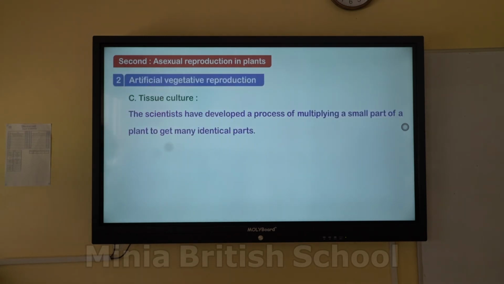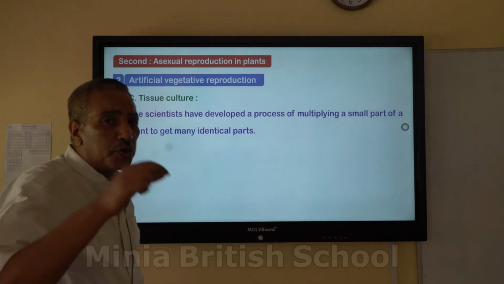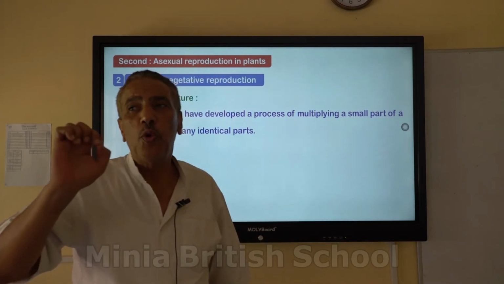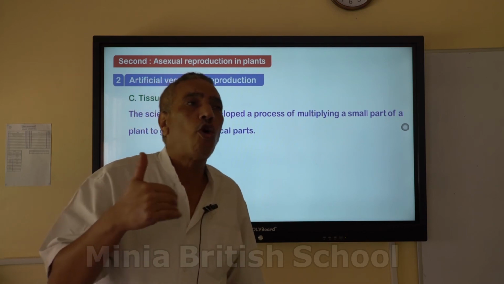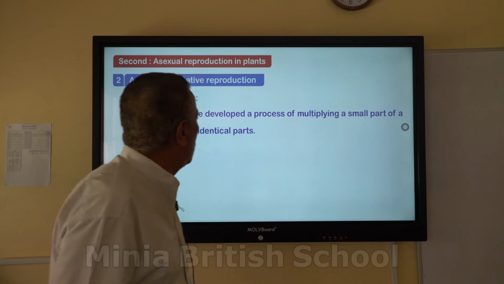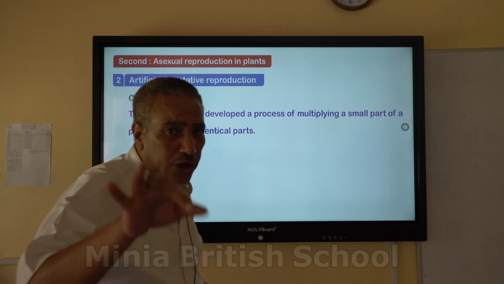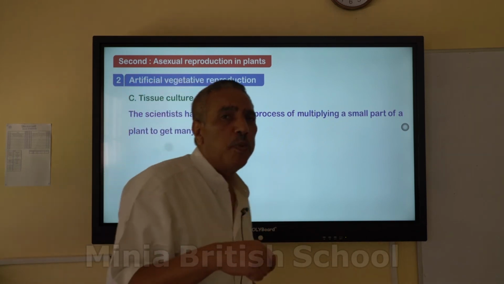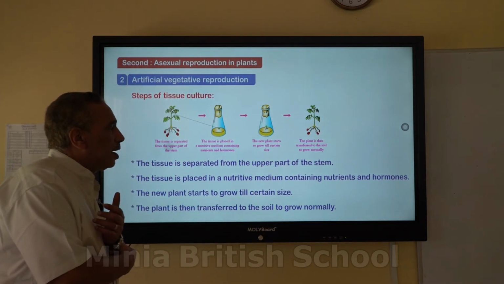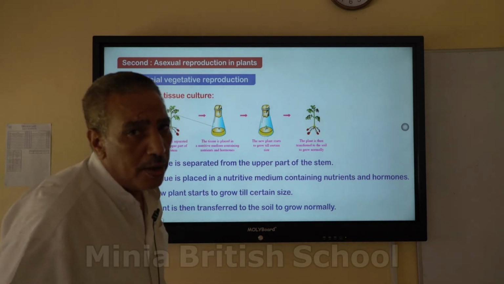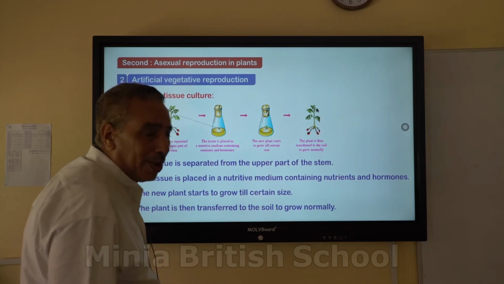The last one is tissue culture. In tissue culture, a small part of the plant is taken, and this part will grow again and again, forming a new plant. Scientists have developed the process of multiplying a small part. I will take a small part of the plant and put it in a suitable medium for growing, with nutrients and hormones, to form a new plant that will grow normally.